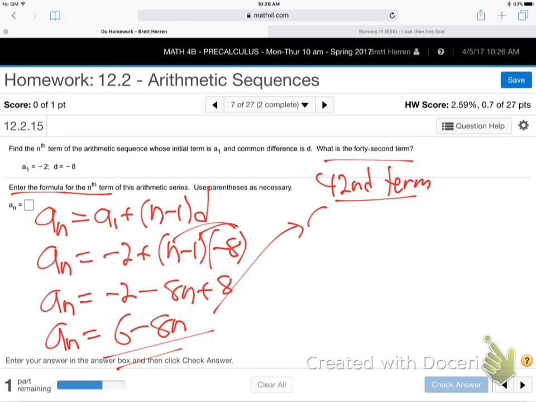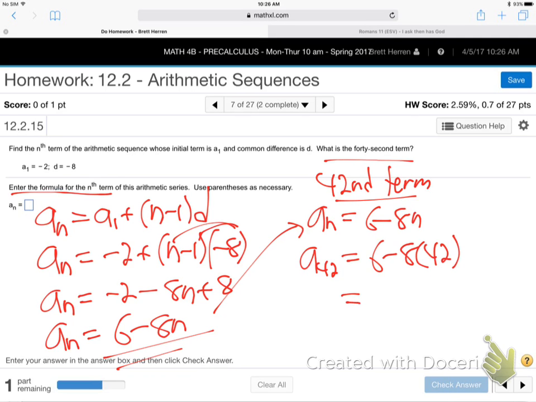So take that formula, a sub n is 6 minus 8n, and the 42nd term will be plugging in 42. 8 times 42, what's that? 320 and 16. 336. So 6 minus 336, minus 330, is that what it is? Yep. Minus 330 is the 42nd term down the road. Good like that? Questions on doing that?